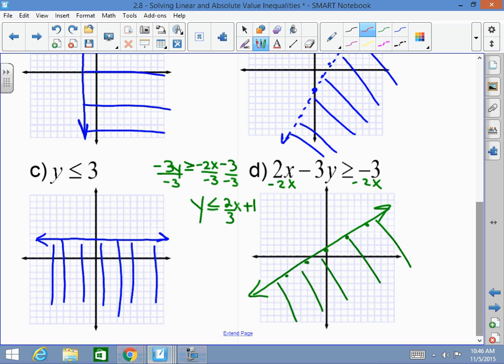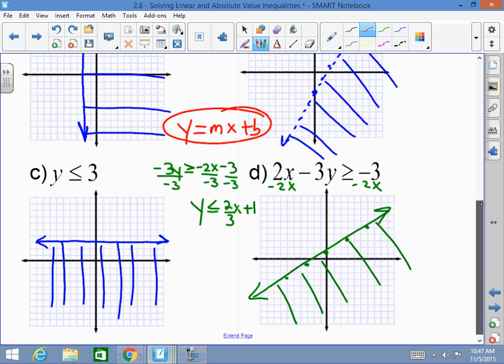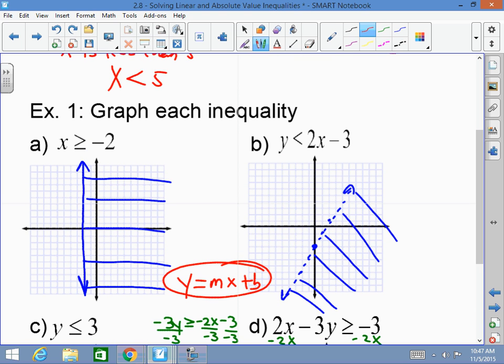We solved for y because we learned the formula y equals mx plus b. Now, on the first one, it was x is greater than or equal to negative 2 because that's not a function. That's an x equals equation, which we talked about when we learned about linear equations.